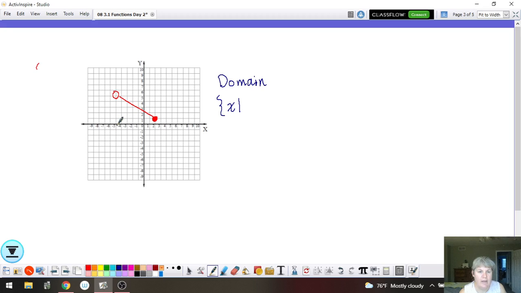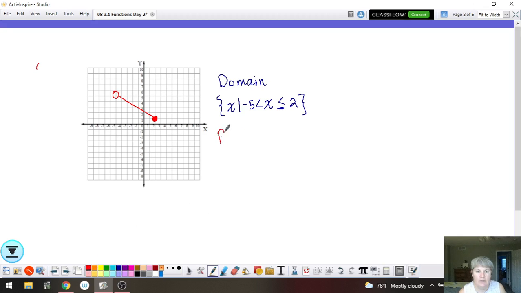My smallest x value is at negative 5, but because this is an open circle, I'm not going to say that x equals negative 5. I'm just going to say that x is greater than negative 5. And my largest x value is 2, and because it's filled in, I'm going to use that equal to 2. So my domain is x values greater than negative 5, less than or equal to 2. And this is called a compound inequality because it's two inequalities in one statement.